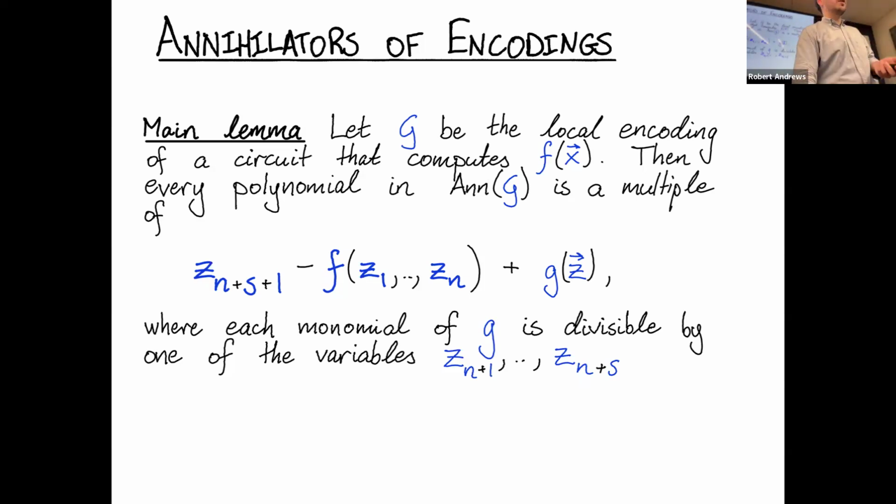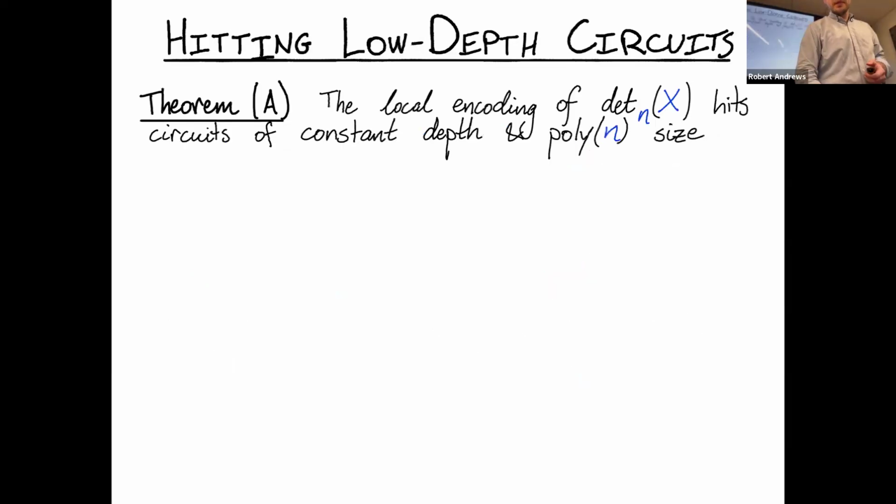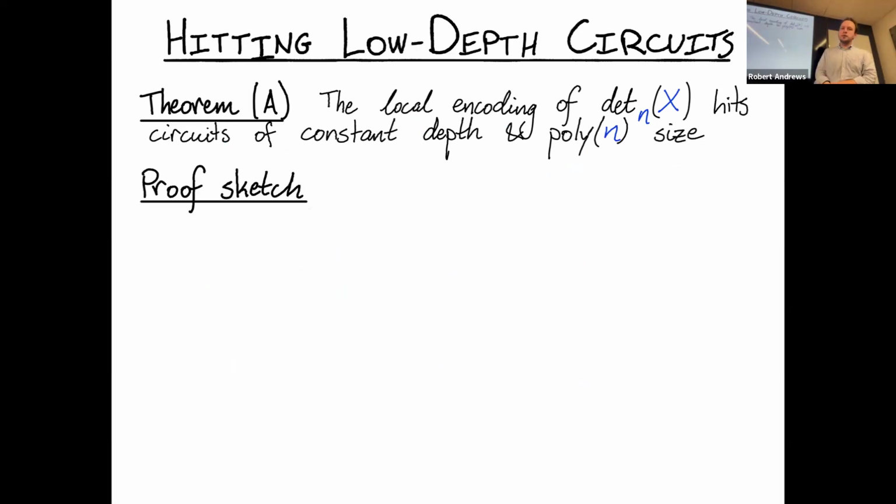Let me just show you how you can use this to build a generator. Okay, so here's the main theorem: if you take the local encoding of a small circuit that computes the determinant, then this will hit depth 3, in fact, constant depth circuits of polynomial size. And here's roughly how the proof goes.